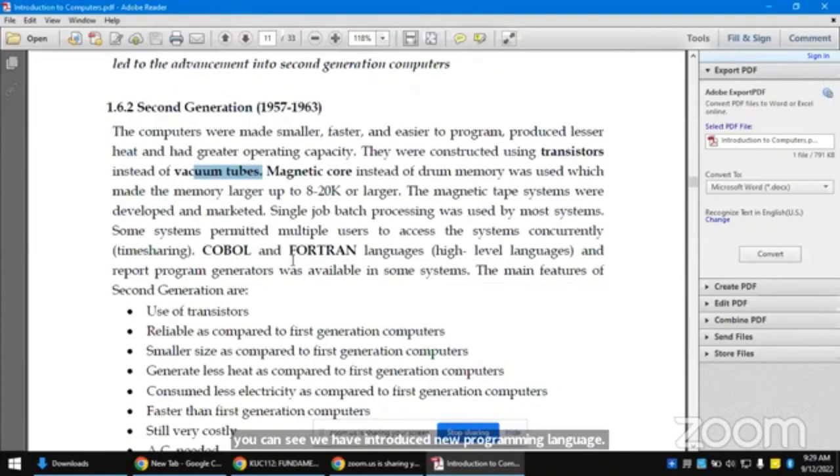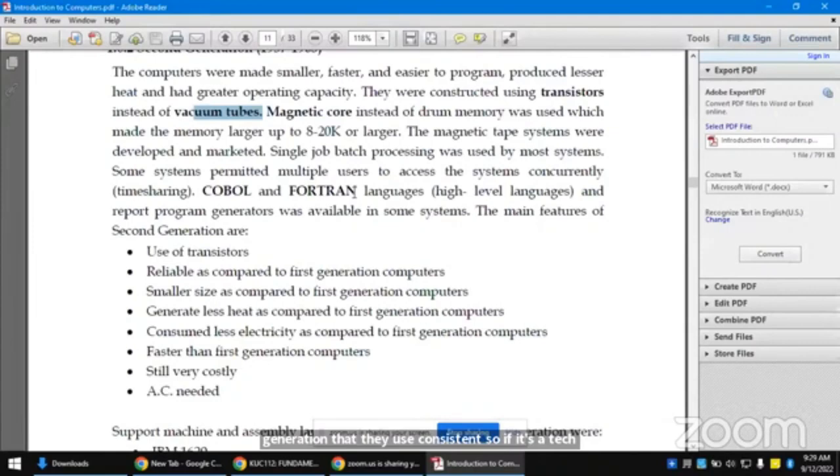So the main feature of this second generation is that they use transistors. It's a takeaway that you need to know that this particular one used transistors, and first generation used vacuum tubes. So you have to note that. Then reliable as compared to the first one. The other ones were very unreliable, but this one became reliable.